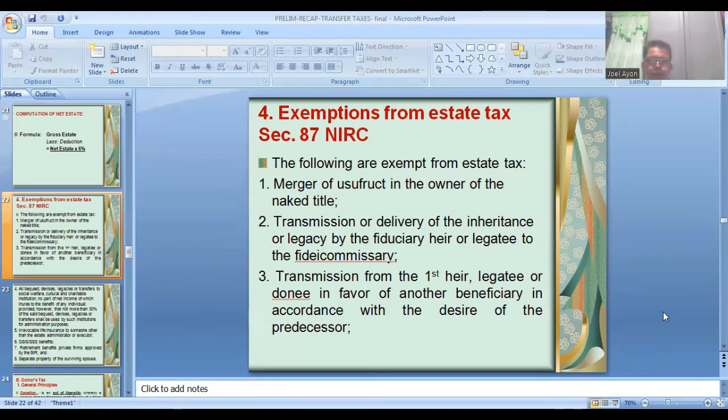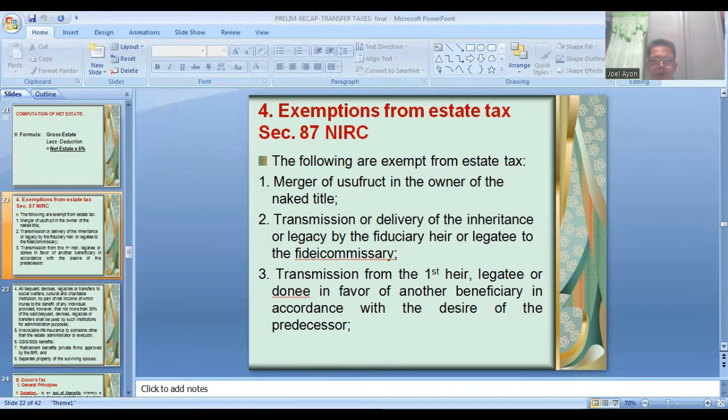Second, transmission or delivery of the inheritance or legacy by the fiduciary heir or legatee to the fideicommissary. And the third one is the transmission from the first heir, legatee or donee in favor of another beneficiary in accordance with the desire of the predecessor. So those are the exemptions from the estate tax.